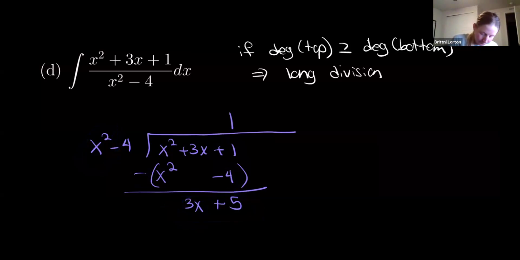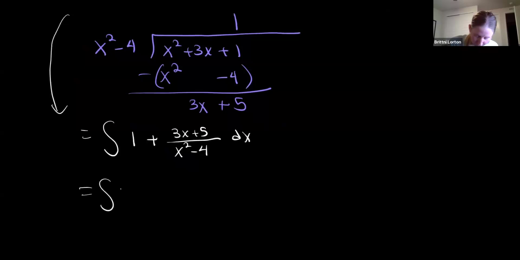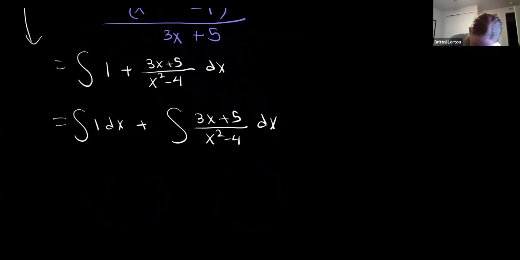So then this integral becomes the integral of the quotient, which was 1, plus the remainder over the divisor. So this becomes the integral of 1 dx plus the integral of 3x plus 5 over x squared minus 4 dx. Now, the integral of 1 is easy. I'm going to come back to that later. Now, this is something I can do partial fractions for, because now the degree on top is smaller than the degree on bottom. So that's kind of the reason behind that. So I'll go ahead and do partial fractions there.